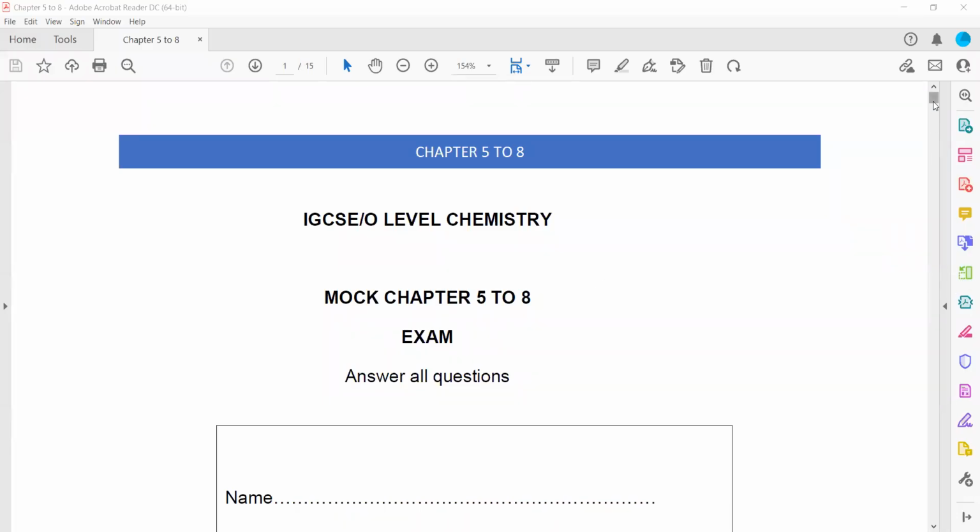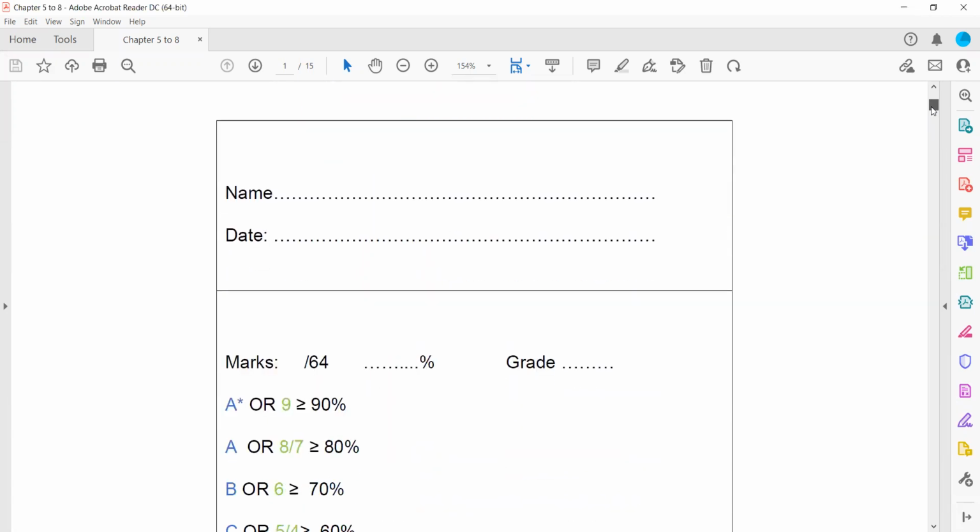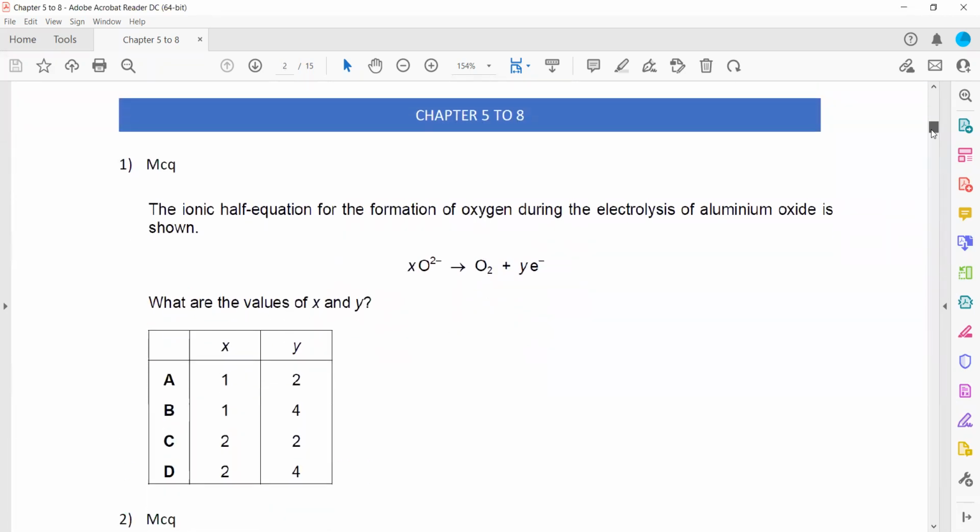So the mock exam, topic 5 to topic 8. The first question, the ionic half equation for the formation of oxygen during the electrolysis of aluminum oxide is shown. What are the values of X and what are the values of Y? So how can we identify the value of X and the value of Y?